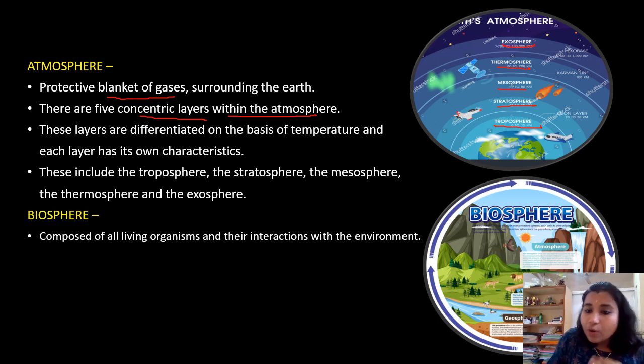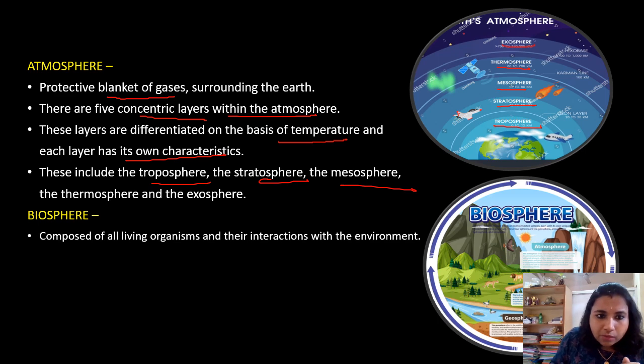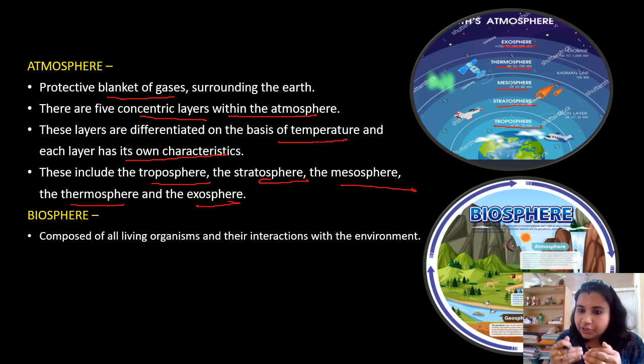How are these layers differentiated? They are differentiated on the basis of temperature, and each of these layers has its own characteristics. These include troposphere, stratosphere, mesosphere, thermosphere and exosphere. So how are they differentiated? They are differentiated on the basis of their temperature and their unique properties that each of these layers has.